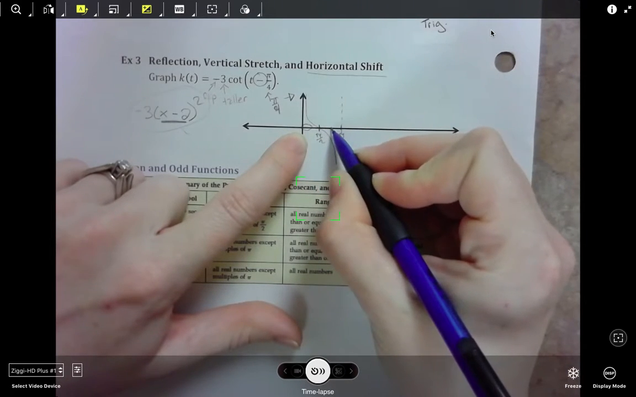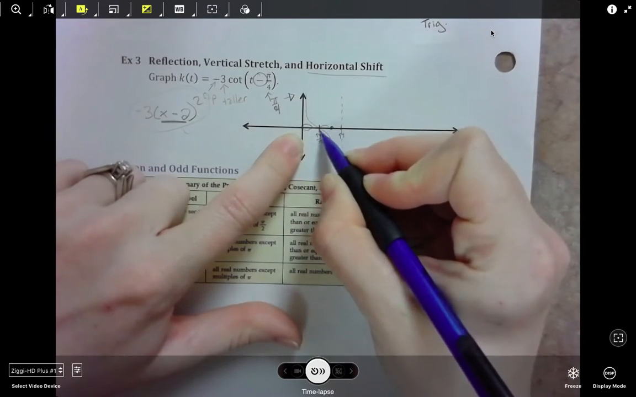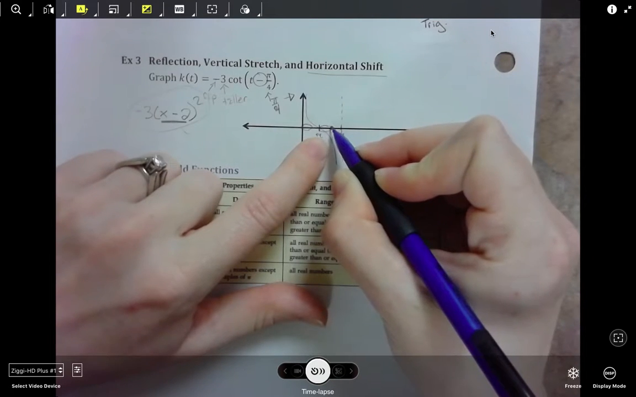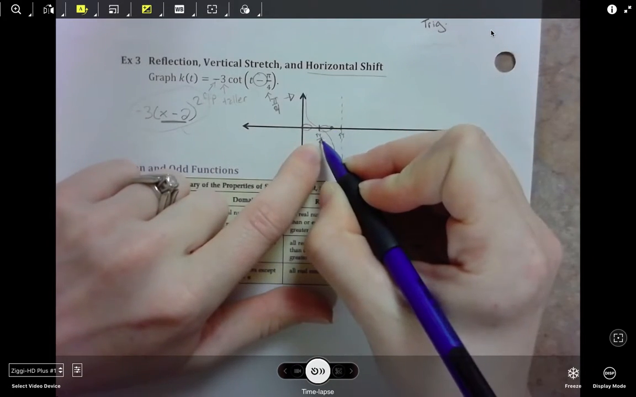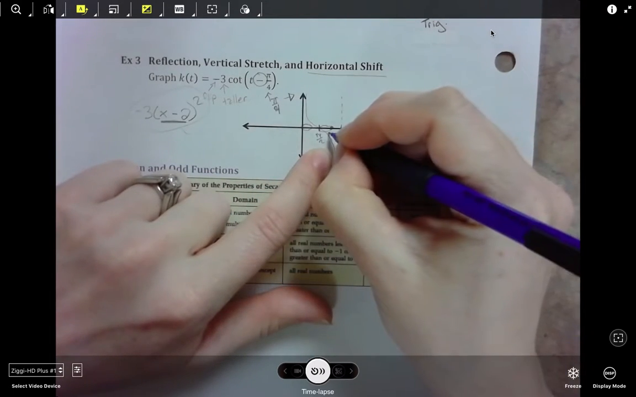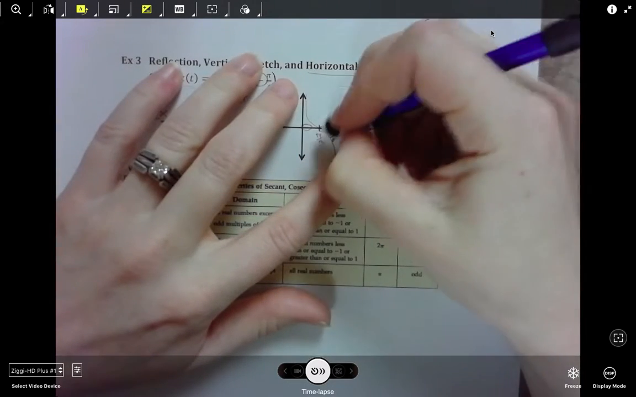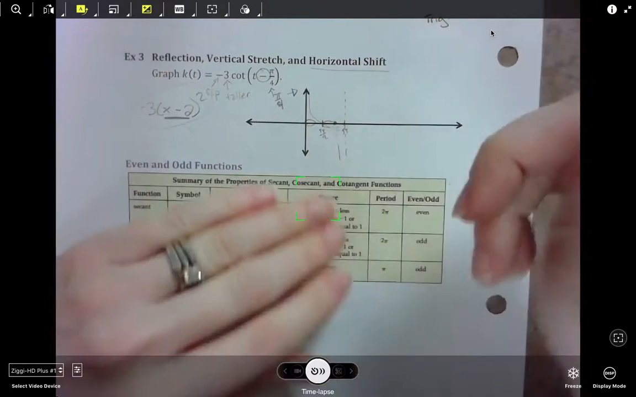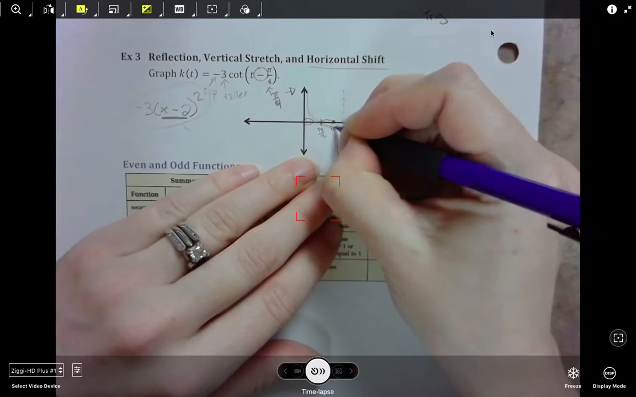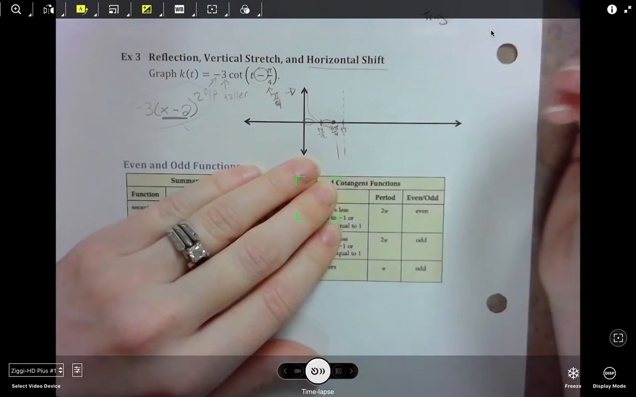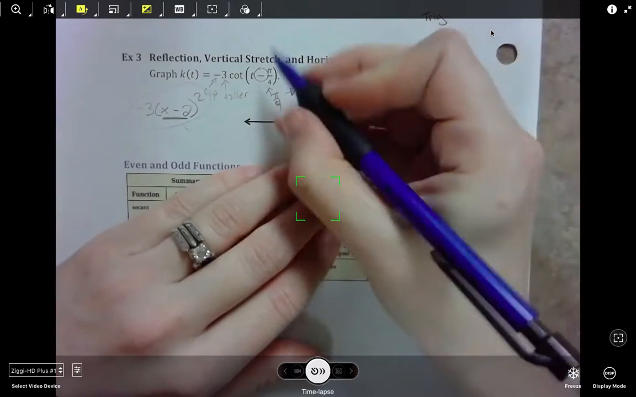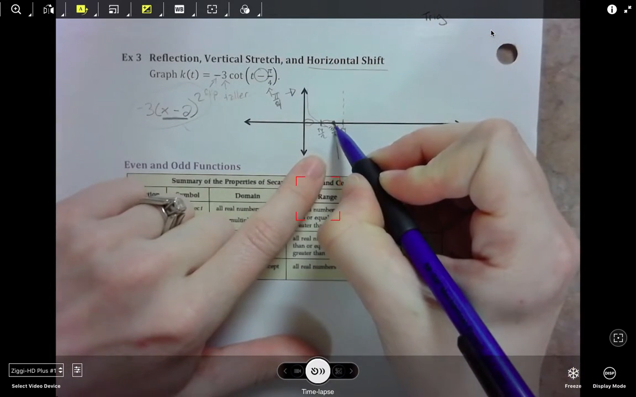So I'm going to move him over, and he's going to cross right here, because that's a distance of pi over 4. So he's going to cross right here, and halfway between pi over 2 and pi is 3 pi over 4. That's where this point is, okay? So we've shifted him over. That's where he's going to cross now.